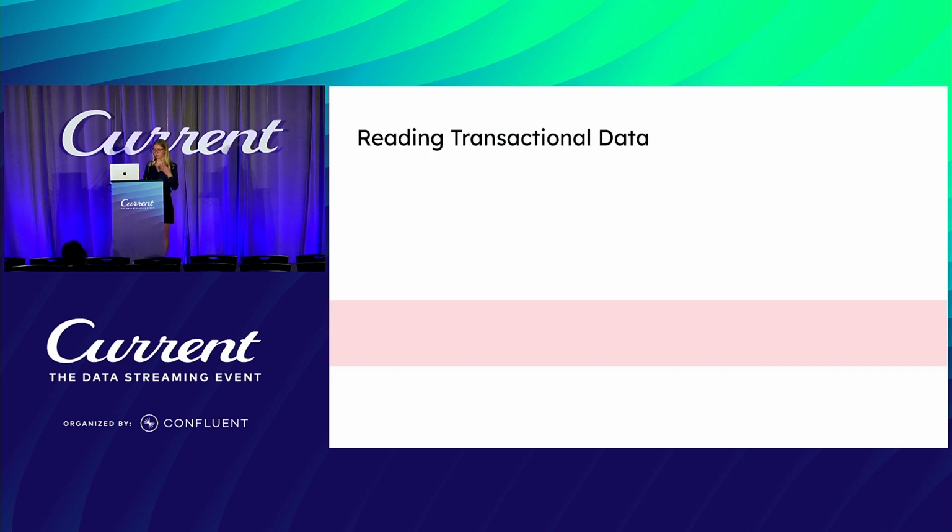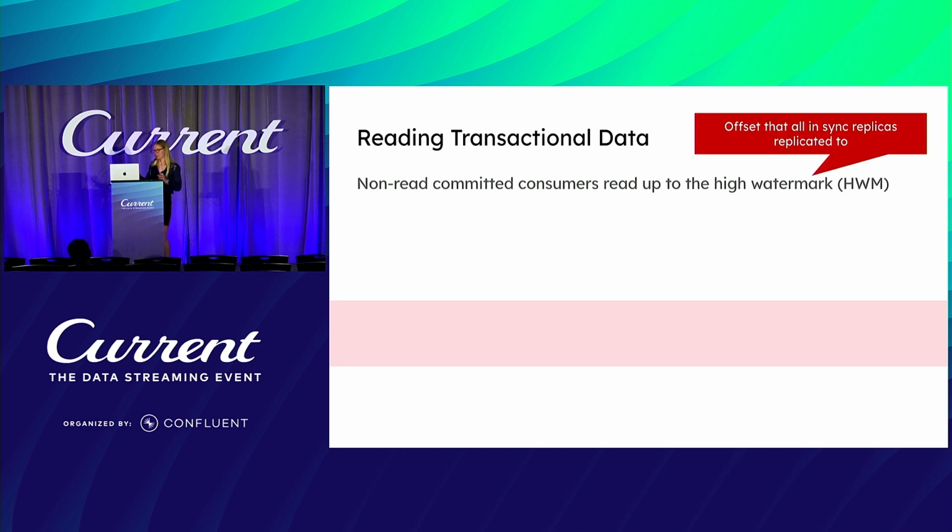So let's go a little bit deeper into reading the transactional data. The non-read-committed consumers are non-transactional consumers, and they're just going to read up to the high water mark. For a little more explanation of what the high water mark is, it's just the offset that all of the in-sync replicas are replicated to. So when you have a normal producer, your producer will write to the leader and it will replicate to its followers. And as long as the followers are all in sync, your high water mark will keep advancing as you replicate.